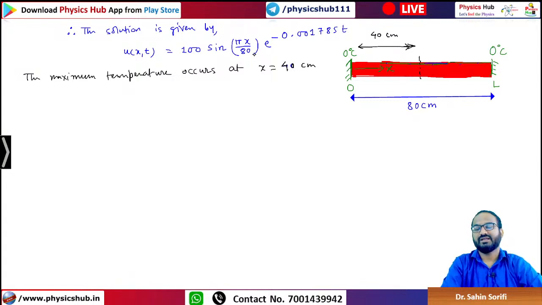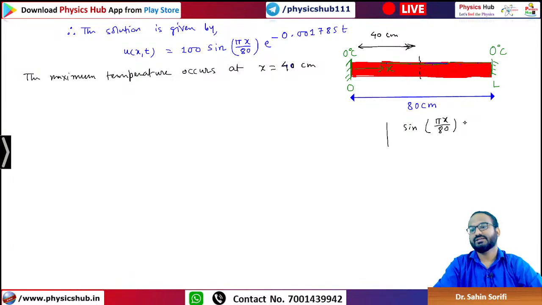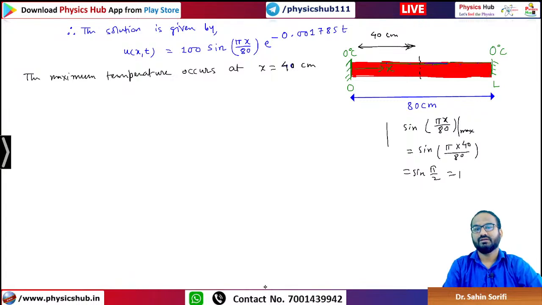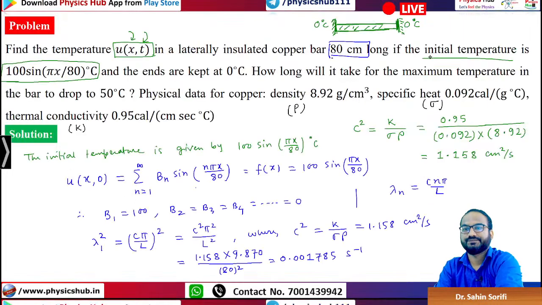Because sine pi x by 80, if you want to make it maximum, sine pi x by 80 will be maximum for x equals 40. If you put x equals 40, then this becomes sine pi by 2, that is 1, and the maximum value of sine is 1. So what is happening? The maximum temperature will be there at the middle of the bar.